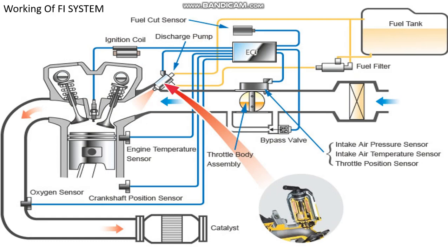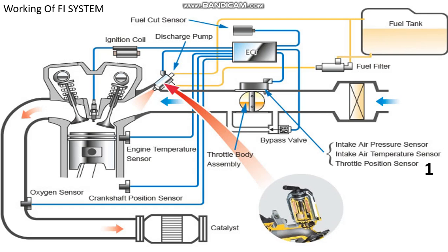So, this is the diagrammatic view of the different sensors and actuators in a motorcycle. The first is the intake air pressure sensor. The intake air pressure sensor senses the pressure of the air at the point of the carburetor. Next is the intake air temperature sensor, which senses the temperature of the intake air.